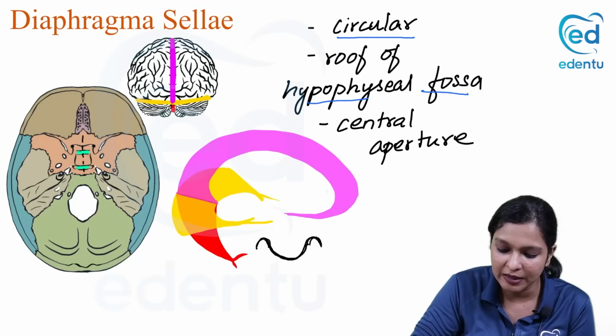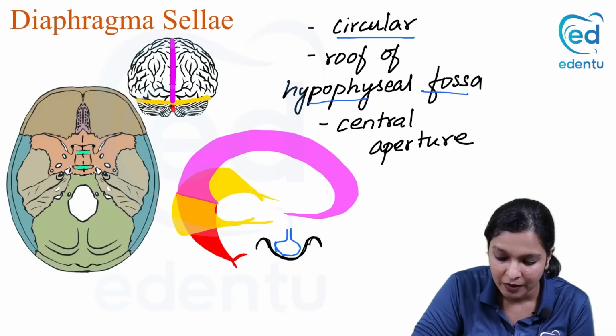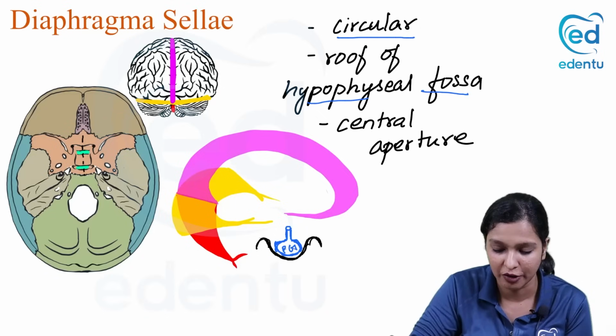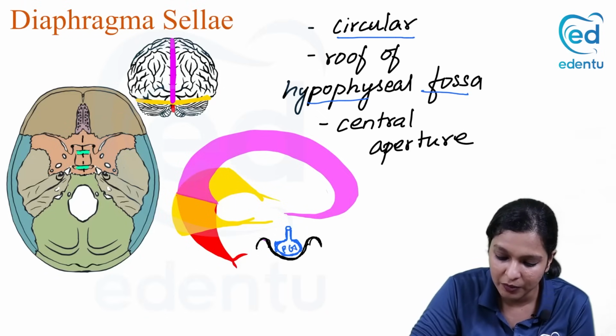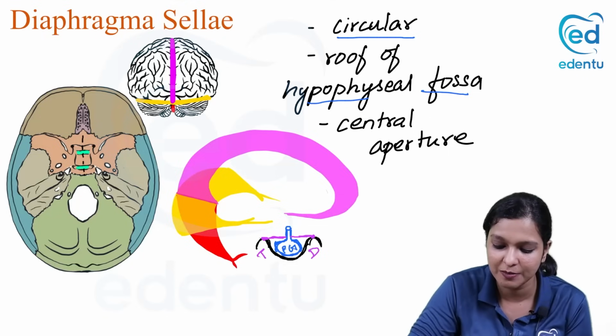Inside this is a gland. What is the gland? The pituitary gland will be situated. That has a stalk or a connecting structure that goes up. This is the pituitary gland with its stalk. Now this diaphragma will be attached from the tuberculum sellae to the dorsum sellae. This is the tuberculum and dorsum sellae.